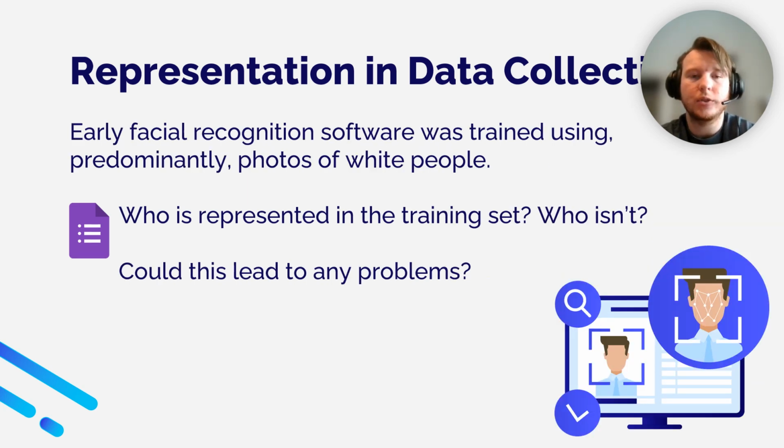Finally, we're going to use facial recognition software as our last example here. This was largely trained using photos of white people. This has led to actually a lot of problems, often written about in news articles, which we're going to look at in a moment. So we asked these same questions, who's represented, who isn't, and could this lead to any problems? And then we're actually going to move over to some articles on this topic.